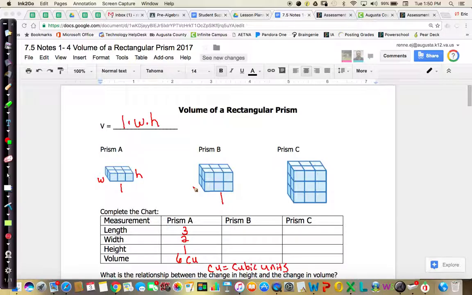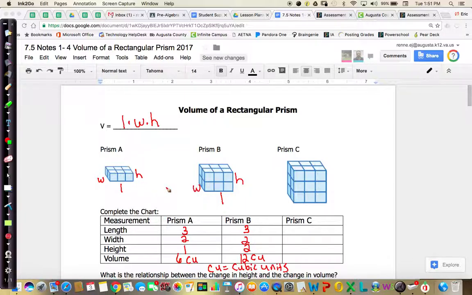So let's look at Prism B. We have length, width, and height. So the length here is 3 blocks long. The width is 2 blocks wide. And the height is now 2 blocks tall. So we do 3 times 2 times 2, which is 12 CU, or cubic units.